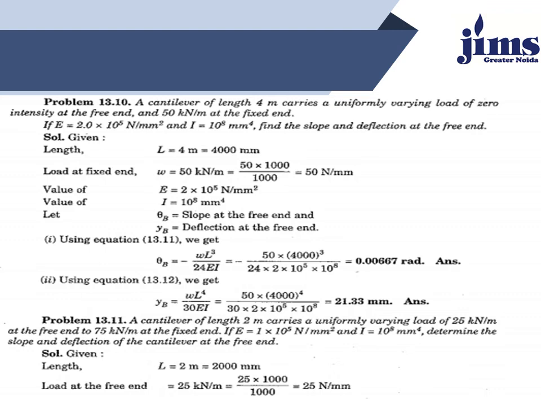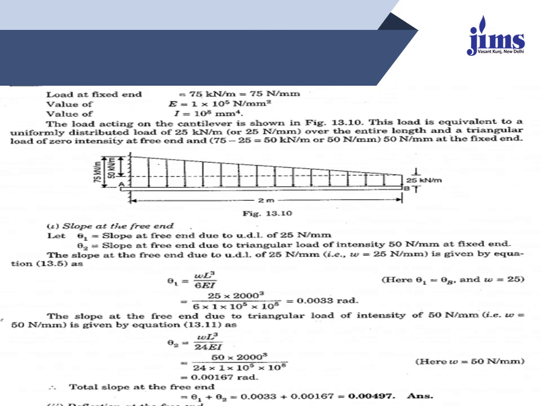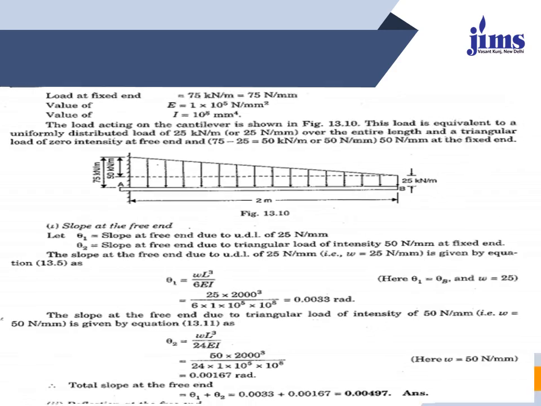Let us assume theta B is the slope at the free end, and YB is the deflection at the free end. Using equation 13.11, we get theta B is equal to minus WL cubed over 24EI. This is the mathematical expression by which we can calculate the slope. Putting all these values, we get the result 0.00667 radian. The next answer is YB is equal to WL to the fourth divided by 30EI, and the answer is 21.33 millimeters. This is a load intensity diagram: 50 kilonewton load at the fixed end, and zero load at the free end.